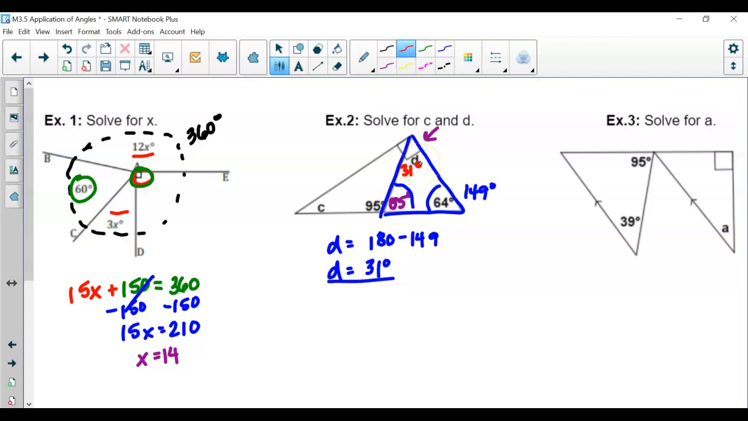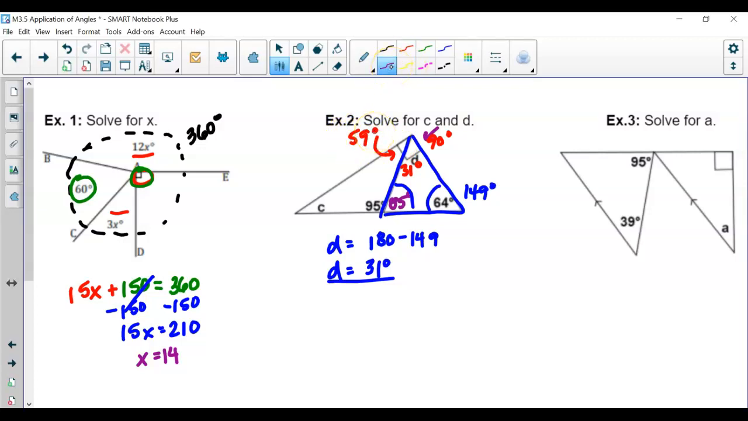So now let's keep going. Because if this is 31, now let's move over to our other triangle. Can we figure out this angle? Yes, because they're complementary. So if this angle is 31 and they have to add up to 90 degrees, then this angle here, the adjacent angle, is going to be 59 degrees.